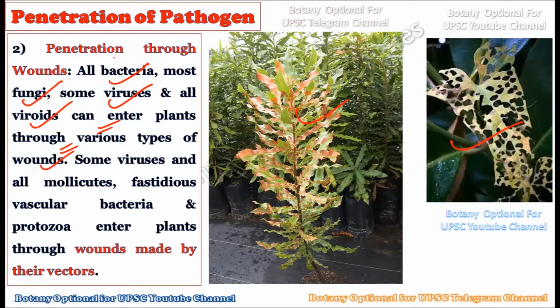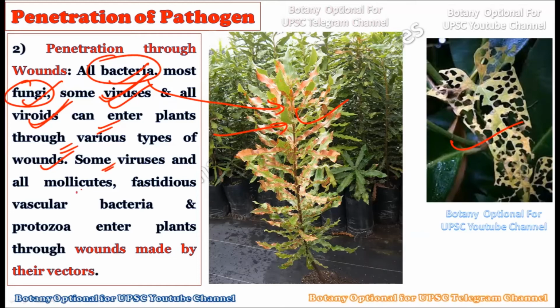So please remember that all types of bacteria prefer this way: if there is a breakage, if there is a wound, the bacteria can enter within the plant body. Then most types of fungi can also enter the plant body if there is an injury. Then some viruses and all of the viroids use this particular way of entering the plant body. So all bacteria, most fungi, some viruses and all the viroids are able to exploit the wound to enter within the plant body.